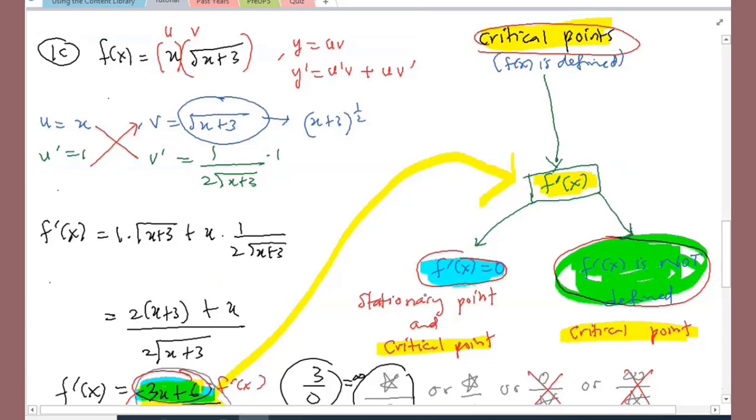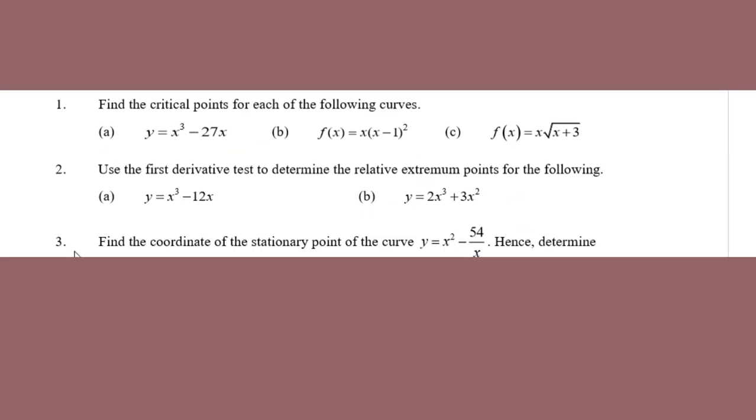So there are two things you need to consider: when f prime of x is equal to 0, the numerator is equal to 0, and when the denominator is equal to 0, it means that f prime of x is not defined. First thing you need to do is differentiate and find f prime of x. In this chapter, 10.1, differentiate is always the first thing.